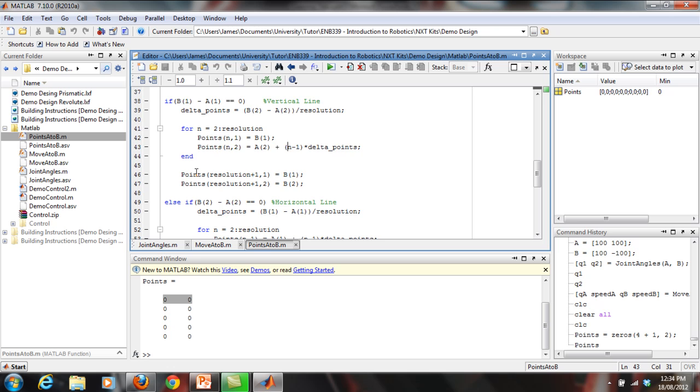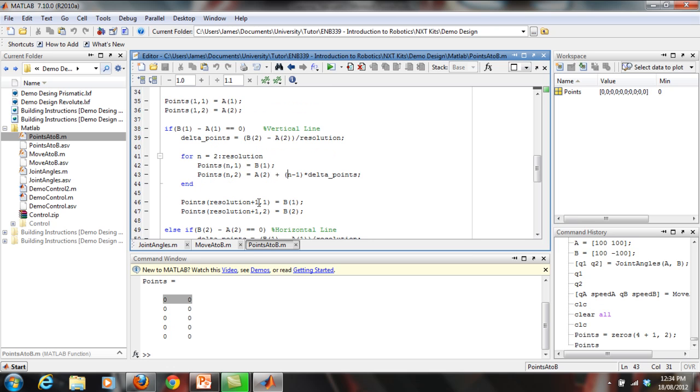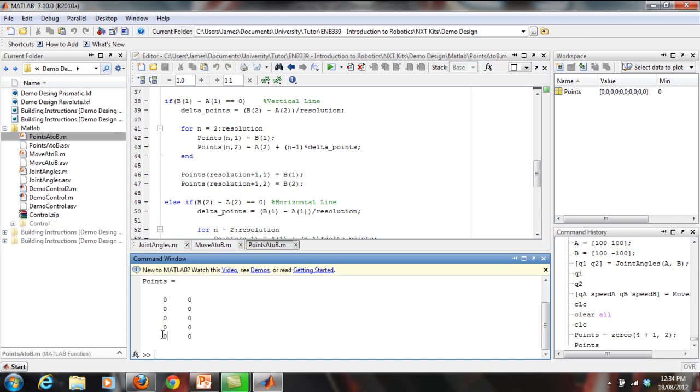And then it just goes, okay, points, resolution plus 1, so basically the final point, the final row in your thing, and the first element is going to be equal to b1, the x coordinate for your second point, and then this one should be the y coordinate of your second point. Okay, so that's for a vertical line.